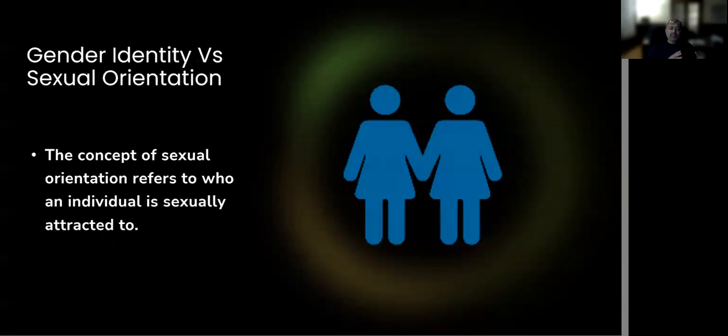Gender identity versus sexual orientation. The concept of sexual orientation refers to who an individual is sexually attracted to. This does not generally become evident until later in childhood. Gender identity, on the other hand, refers to the way a person identifies themselves during early childhood. Though gender identity and sexual orientation are quite different in terms of development.